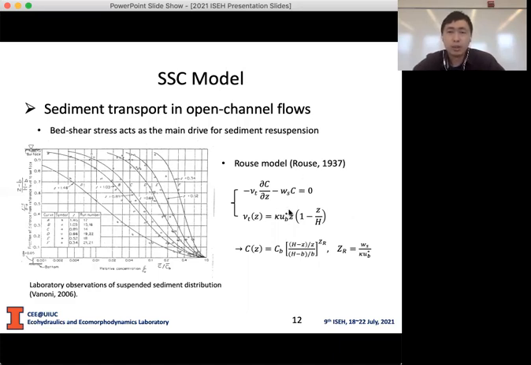So according to the typical parabolic eddy viscosity profile in open channel flows, the SSC profile can be obtained, where ZR here is the Rouse number, which consists of settling velocity divided by the bed shear velocity and the von Karman constant.